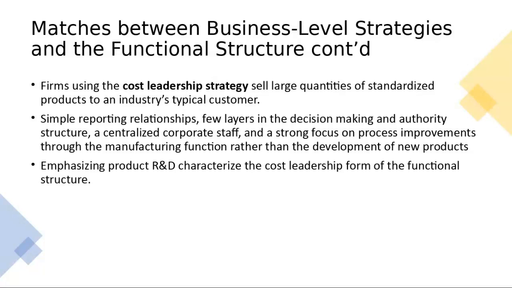Firms using the cost leadership strategy sell large quantities of standardized products to an industry's typical customer. We discussed that already when we did business level strategy. So simple reporting relationships are there. There are few layers in the decision-making and authority structure, and a centralized corporate staff. And a strong focus is on process improvement, because when you're improving your process, you're cutting costs through the manufacturing function rather than the development of new products. So usually when they're in cost leadership, you're not really looking at developing new products. You're focusing on how you can tighten up things within the organizational structure, your processes and that kind of thing, so that you can cut costs. Emphasizing product research and development does not characterize the cost leadership form of the functional structure.